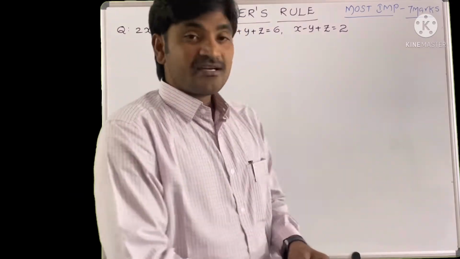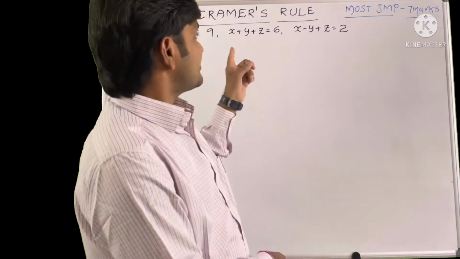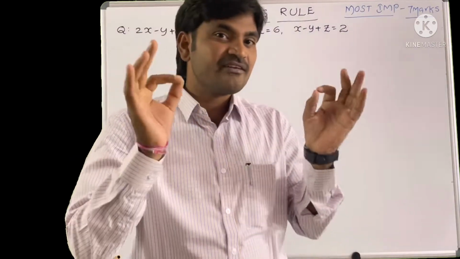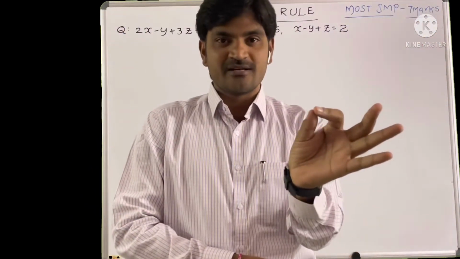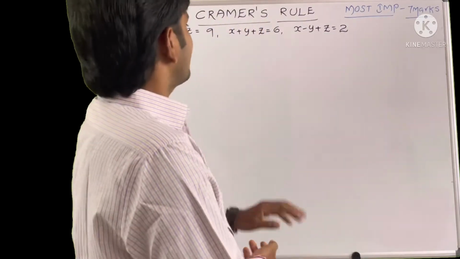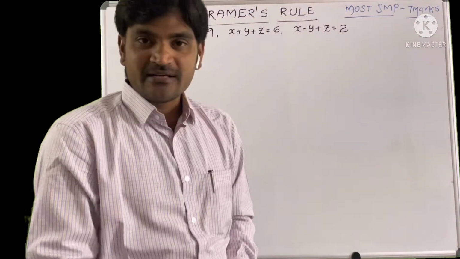So today we are discussing Cramer's rule. This is very important for 7 marks in the board of intermediate examination. So Cramer's rule starts now. Let the game start.